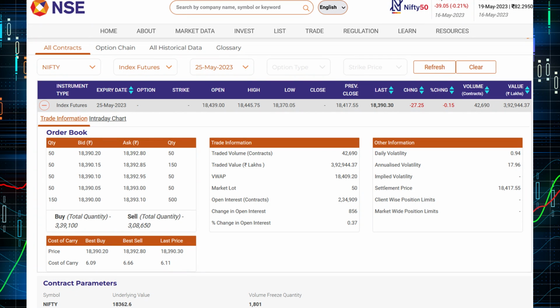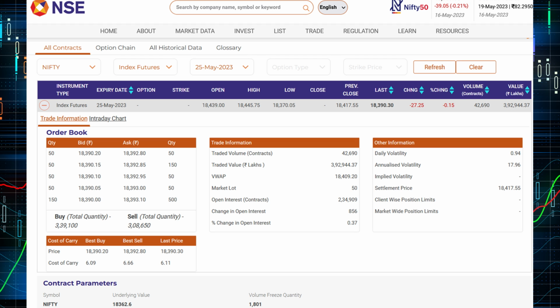So traded volume is basically all the buy and sell contracts that have been executed on the exchange, and the related value is multiplication of those number of contracts by the value at which they have been traded. That is the last traded price, what we see here as an example.